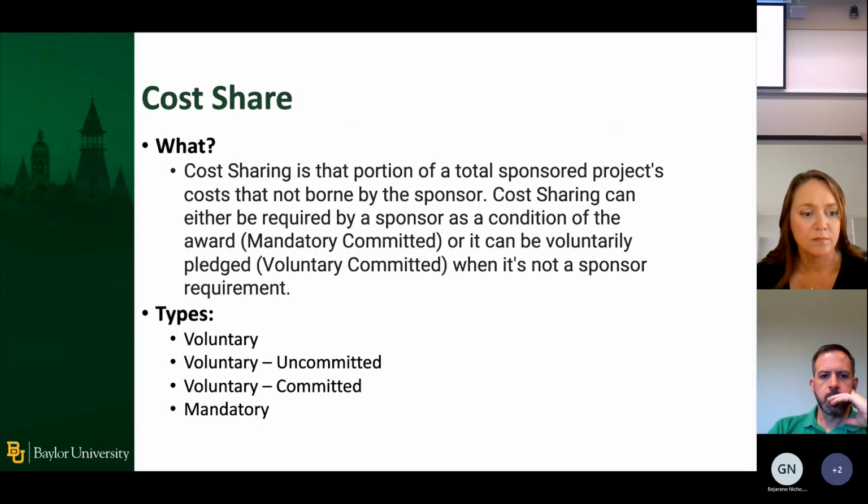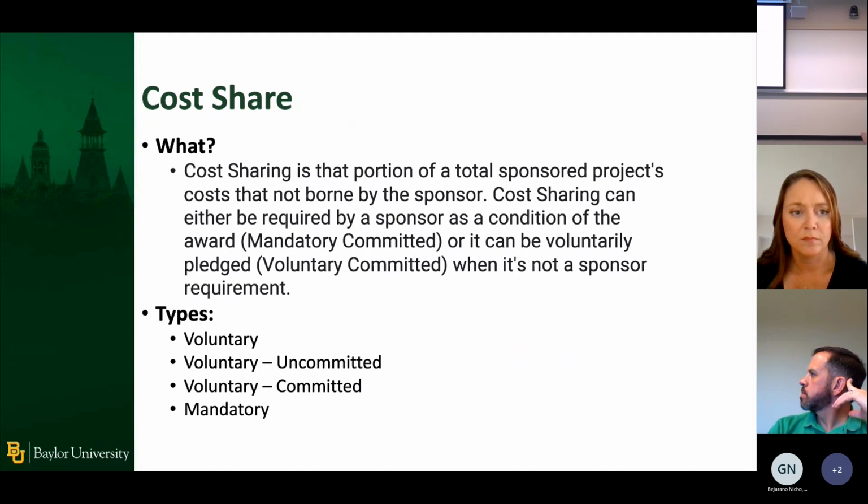So Baylor always cost shares on every single project because Baylor pays the tuition for graduate students, and they pay the insurance stipend for graduate students. So Baylor always cost shares, and that's voluntary cost share, voluntary uncommitted. We pay it, we don't have to record it, we don't have to report it to the sponsor. So that would be voluntary uncommitted.